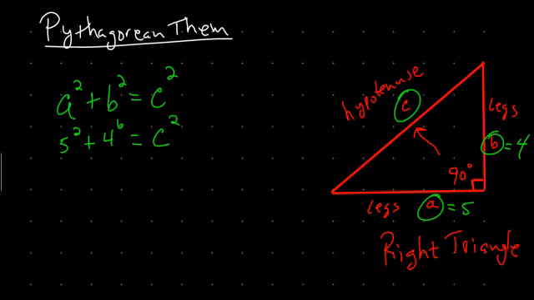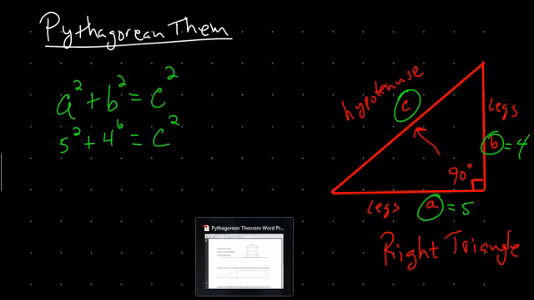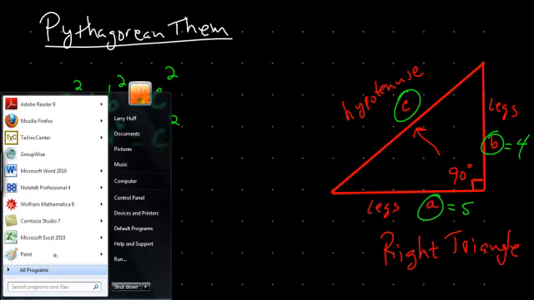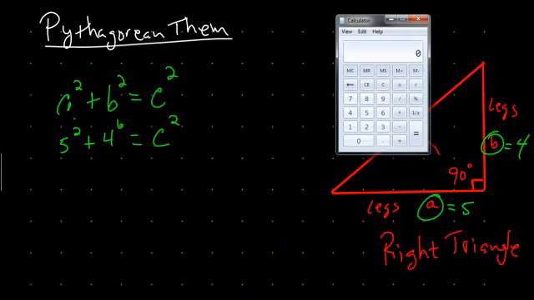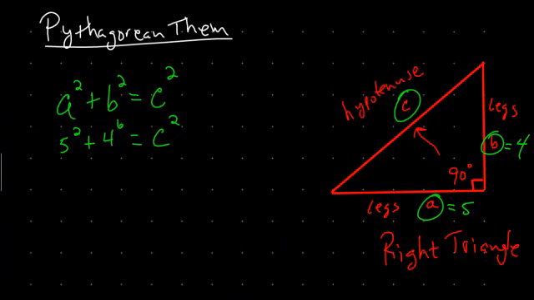So let's see on my calculator. I have to pull it up again. I shut the computer down a while ago. Accessories, calculator. Is there a square button on here? I don't believe so. So let's say this is 5 times 5 plus 4 times 4 equals C squared.